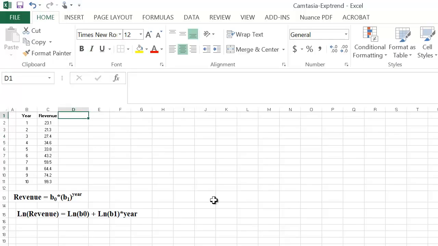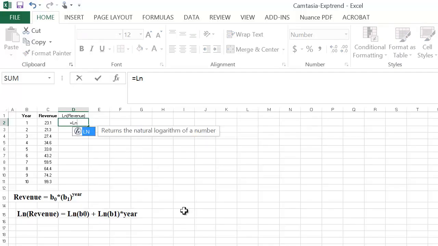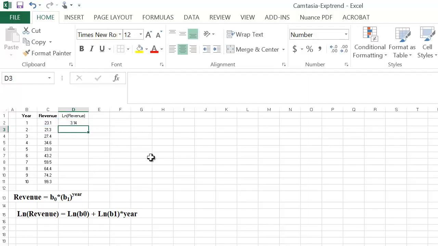First step, of course, is we need to transform our revenue into logarithm of revenue. So that's what we're going to do. There's the heading for this column, and the transformation will be done as follows: equal to ln, the Excel built-in function for the natural logarithm, of 23.1, and there you have the first year's transformed value. I copy the formula down and get the natural log of all the revenues for the 10 years.